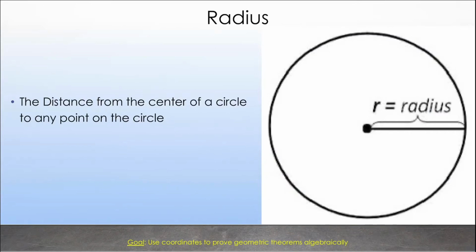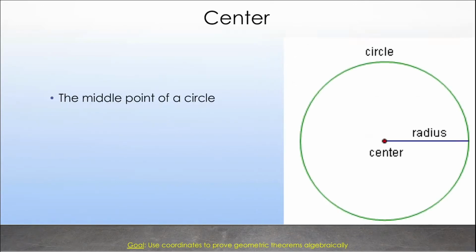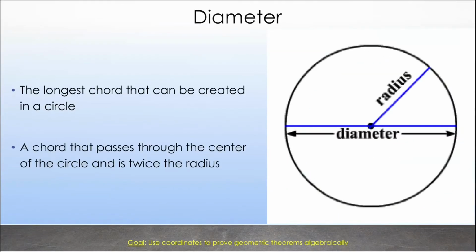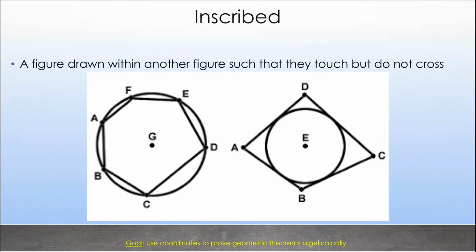The radius is the distance from the center of a circle to any point on the circle. Center is the middle point of a circle. The diameter is the longest chord that can be created in a circle, a chord that passes through the center of the circle, and it is twice the radius. Inscribed just means a figure drawn within another figure, such that they touch but do not cross, so they just barely touch at these points right here.